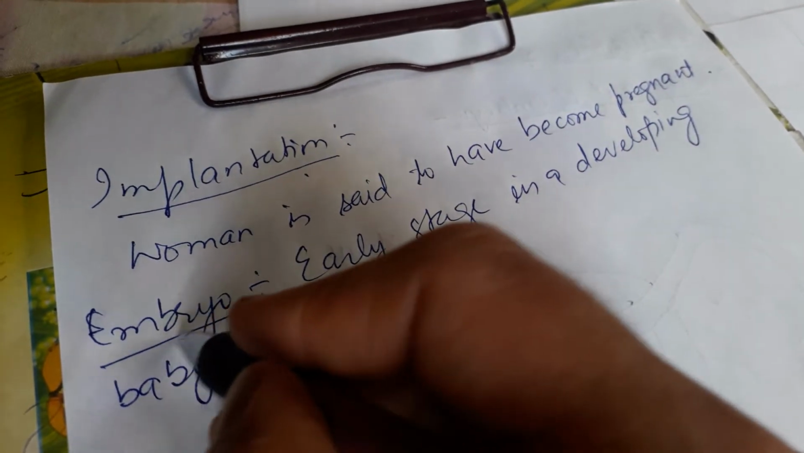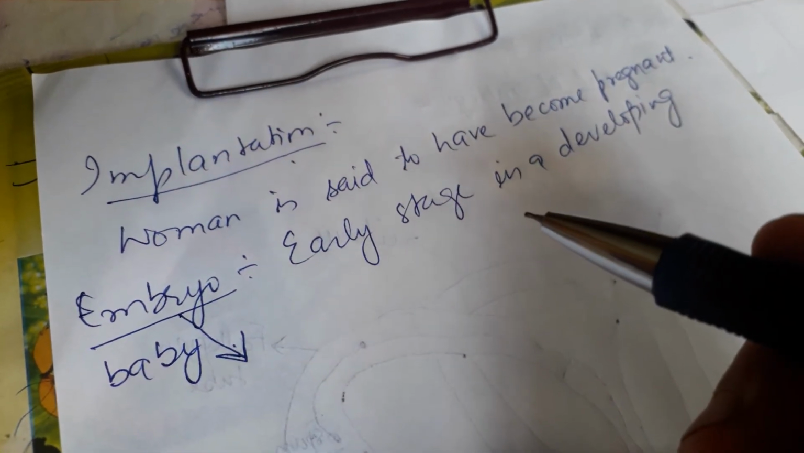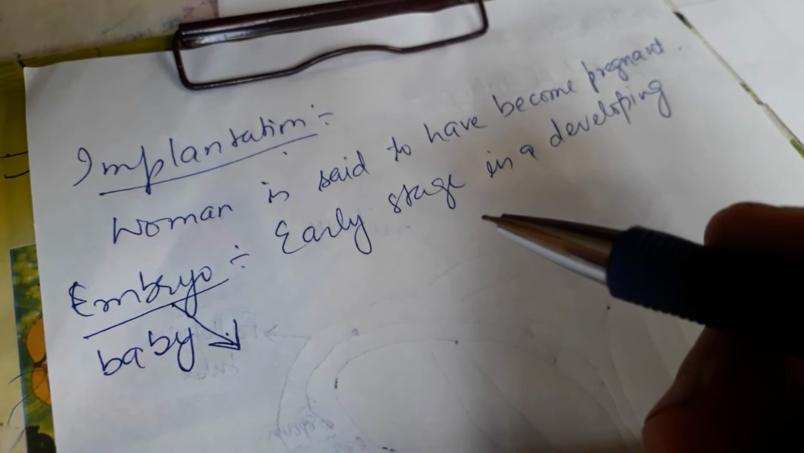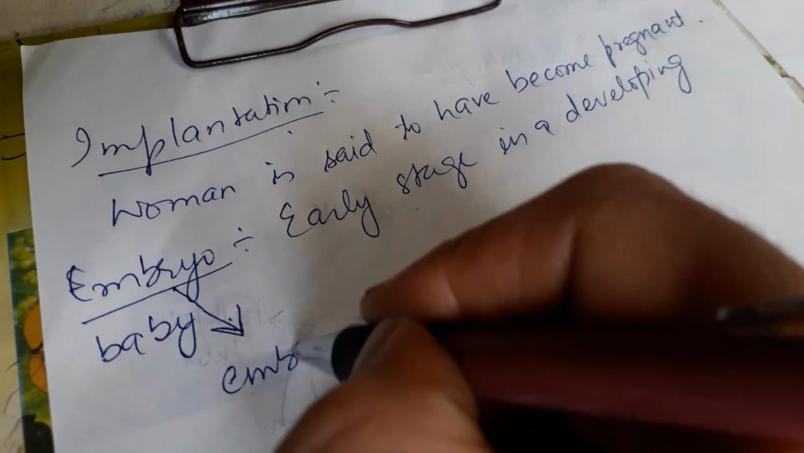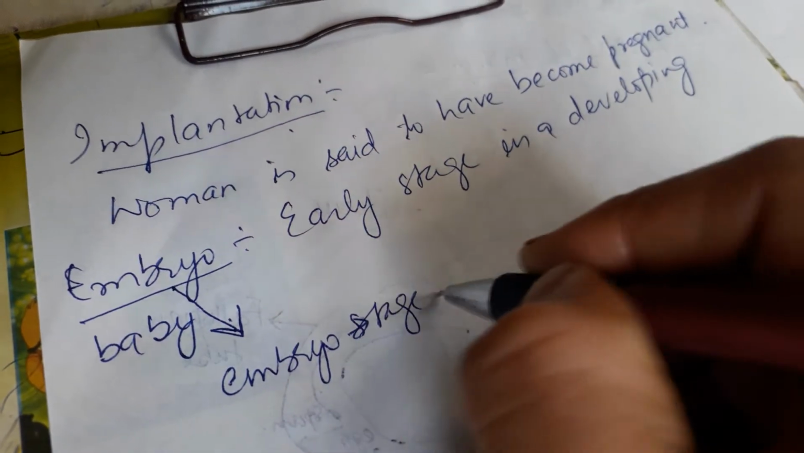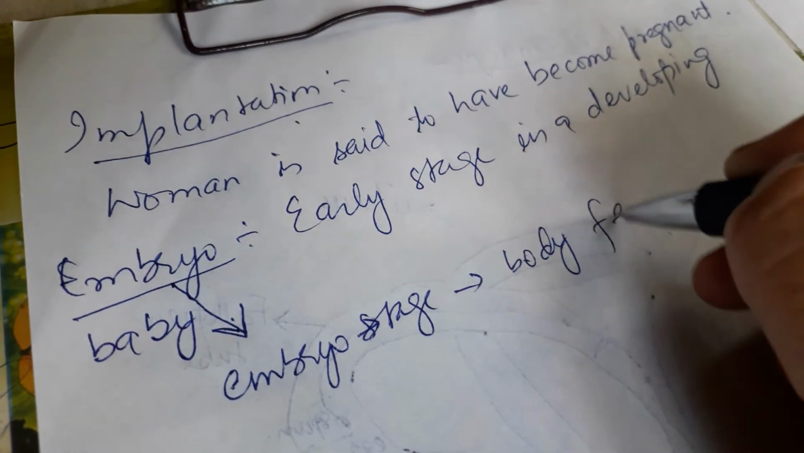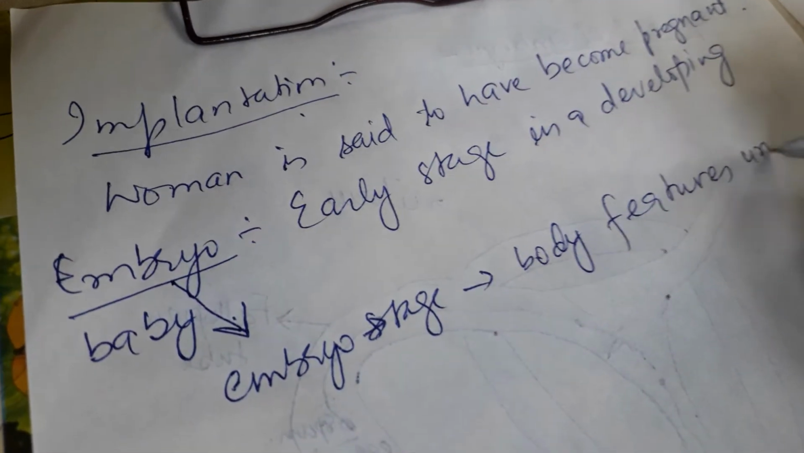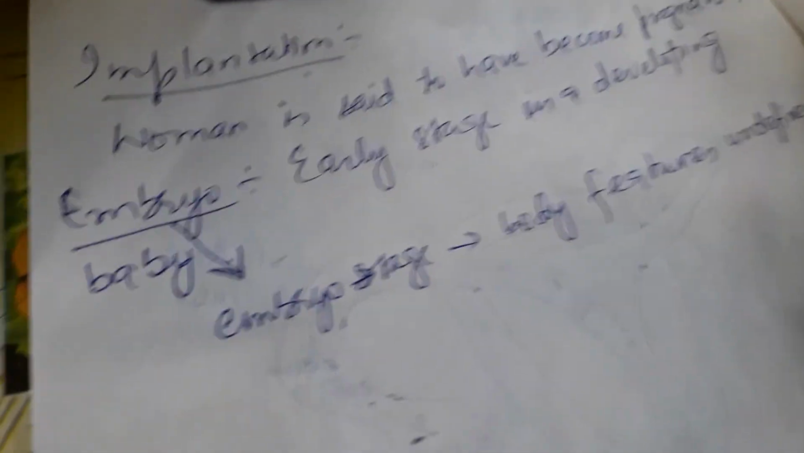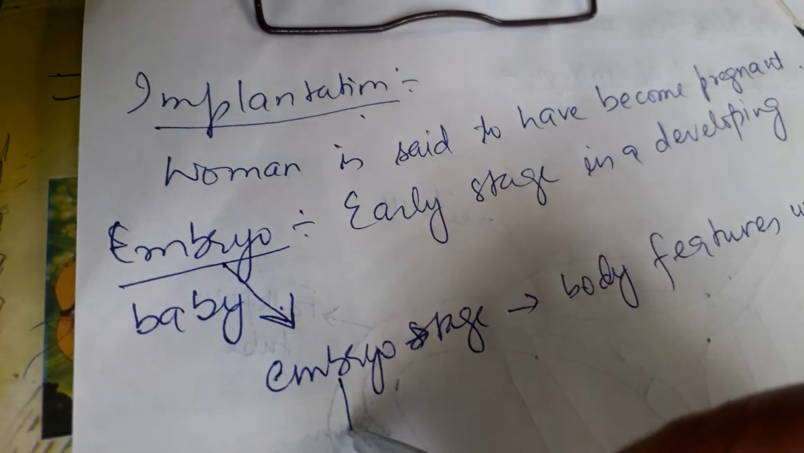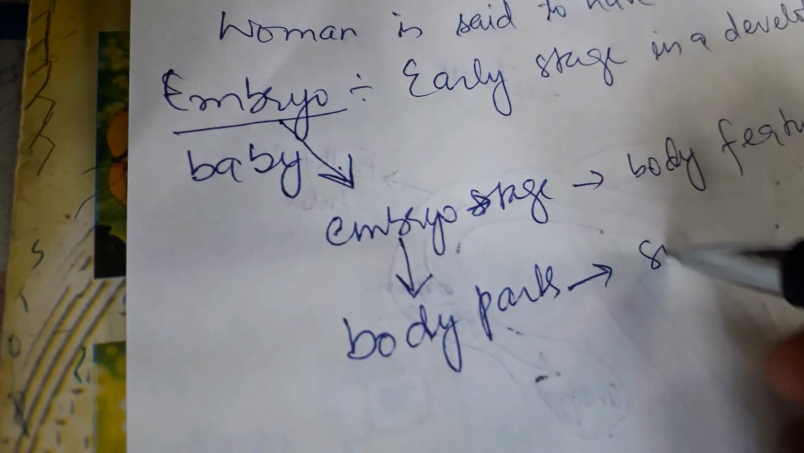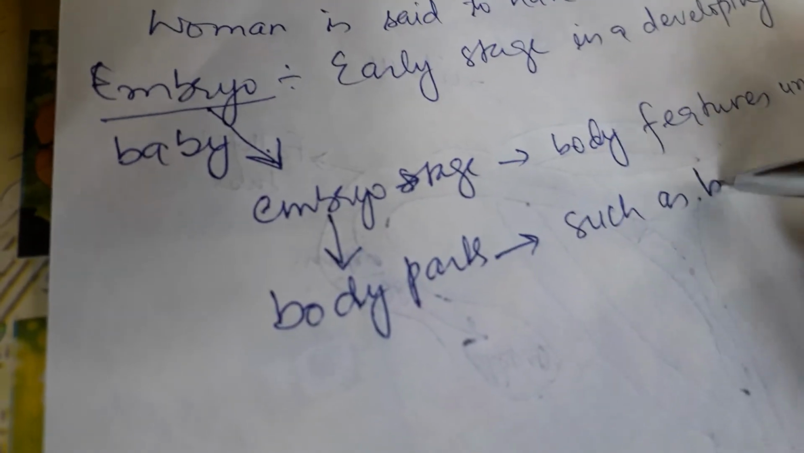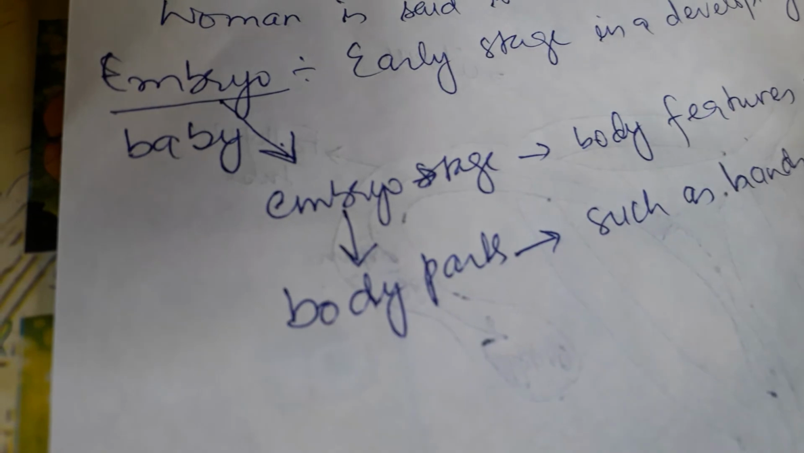यानी कि फर्स्ट वीक्स ऑफ प्रेगनेंसी में तब इसके जो बॉडी फीचर्स हैं वो आइडेंटिफाइड नहीं होते हैं. बॉडी फीचर्स मीन्स हैंड्स, लेग्स, हेड, आइज, ईयर्स, they are not identified at the embryo stage. उसके बाद जो ये एम्ब्रियो है, it gradually develops body parts, slowly it develops body parts such as hands, legs, etc.